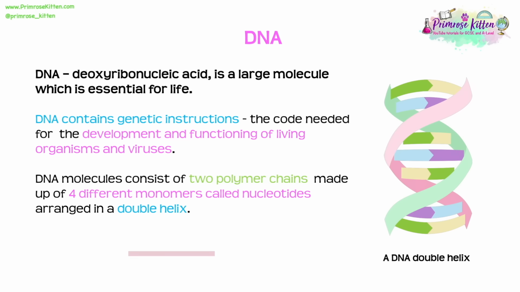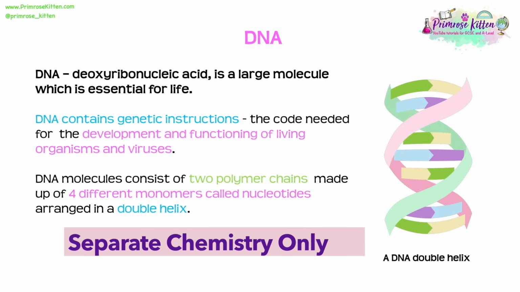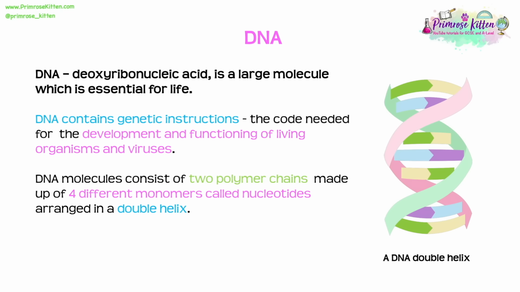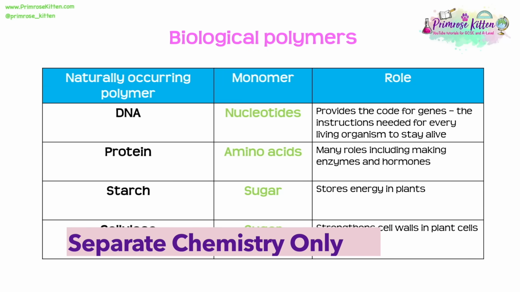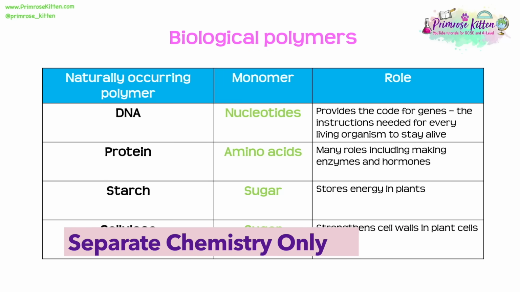DNA, or deoxyribonucleic acid, is a large molecule which is essential for life. Now, DNA contains genetic instructions. These are the codes needed for the development and functioning of all living organisms and viruses. DNA molecules consist of two polymer chains, which are made up of 4 different monomers called nucleotides, arranged in a double helix.